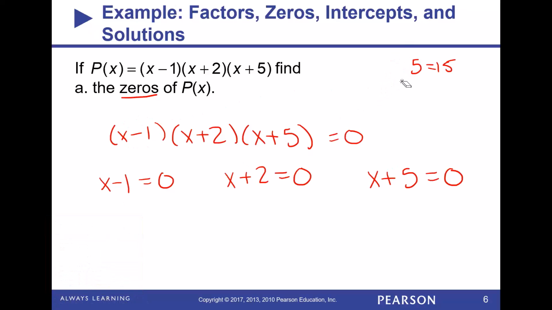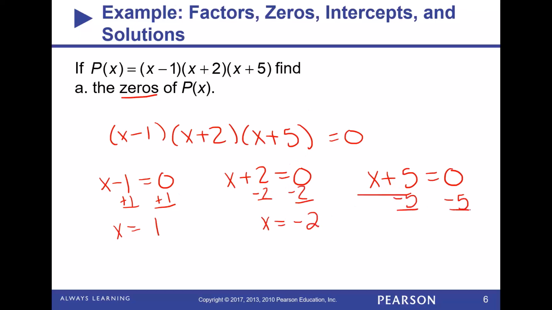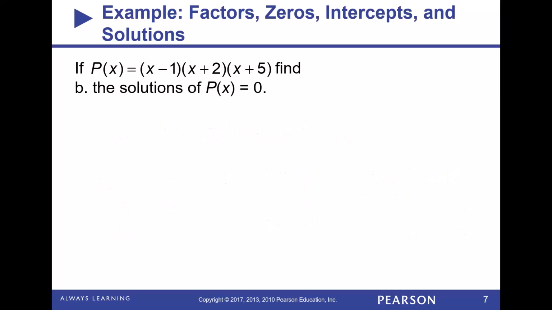Okay, so now that we've set each one of those equal to 0, we can go forth and just solve. A lot of the time, from here on out, they won't necessarily write that whole adding 1 over. So if you need it, go ahead and write it down. Subtract the 2 over, and we get x equals -2. Here I can subtract my 5 over, and we get x equals -5. All three are going to be my answer here: 1, -2, and -5.